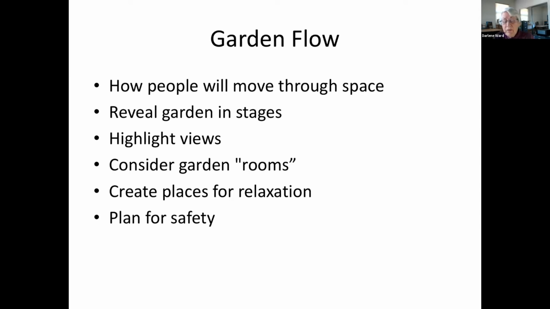The next thing to think about is garden flow. How will people move through your garden? Can you reveal the garden in stages? Will you highlight views, create views, and use specimen plants? How about using garden rooms where each one is a little different and you have transitions between them? Provide places for relaxation, including benches or large boulders to sit on. Think of safety: tripping hazards, thorny bushes close to the path, and anything else like bumping their head on an overhanging branch.